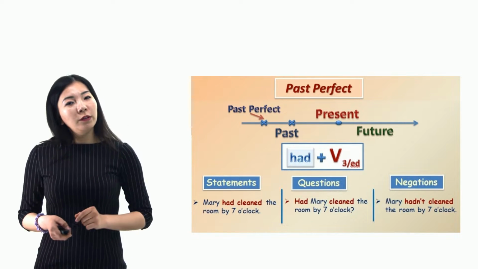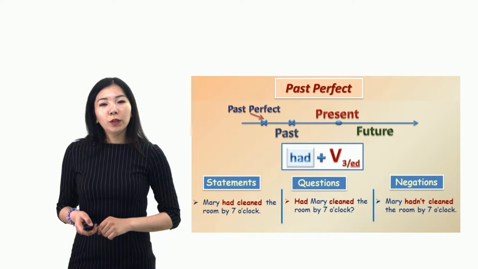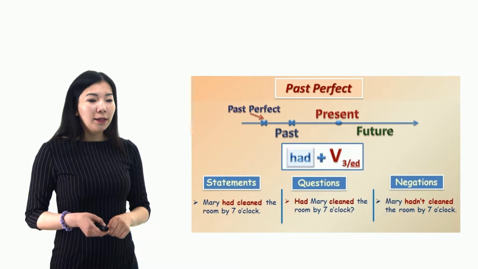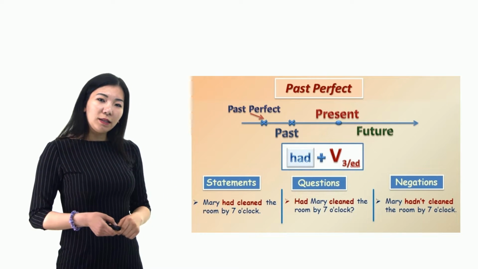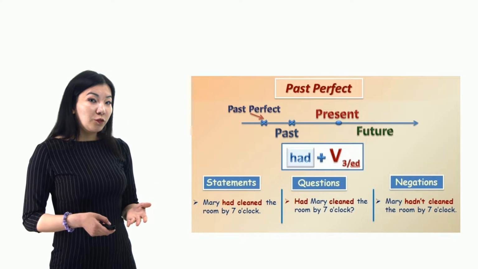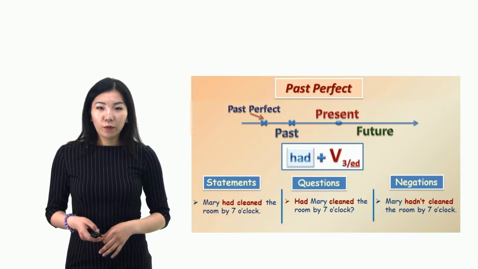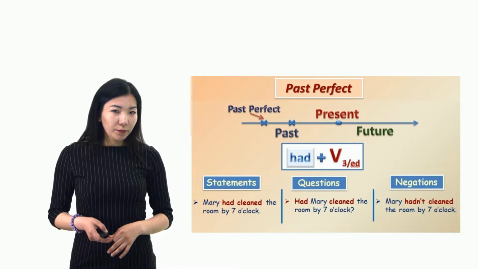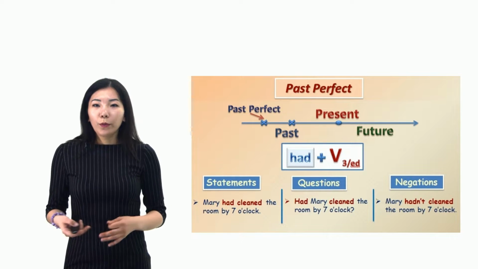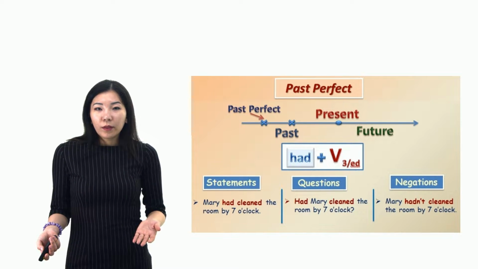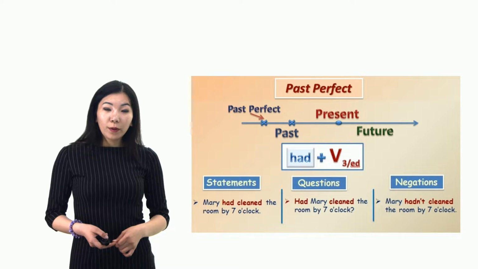To ask a question in the past perfect, we need to put the auxiliary verb had at the beginning of the sentence, right before the subject and the past participle form of the main verb. As an example, we can ask the following question. Had Mary cleaned the room by 7 o'clock?